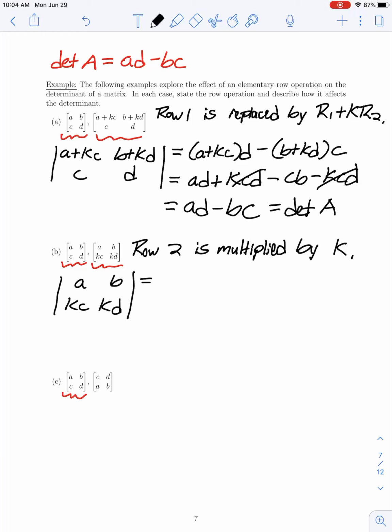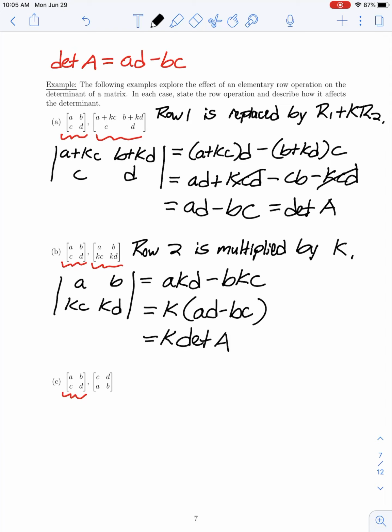So here we would have, for the product of our diagonals, A times KD minus the product of the off diagonals, which would be B times KC. So from each of those terms, I could factor out a K, and I'm left with AD minus BC, which is exactly K times the determinant of the original matrix A. So by multiplying row 2 by a constant K, the determinant of the matrix was then K times the determinant of the original.